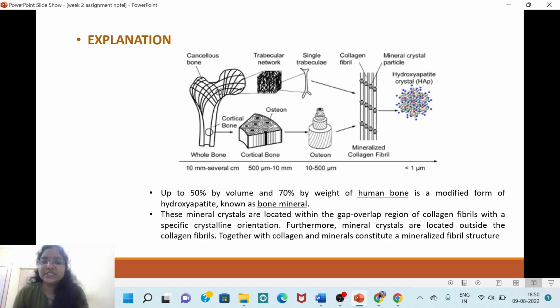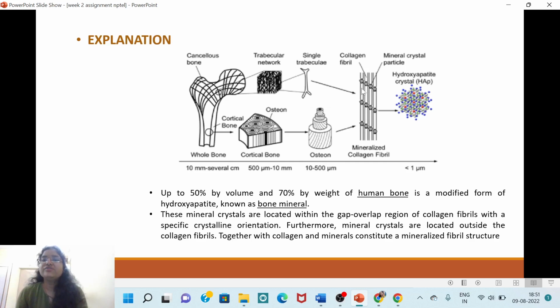So the correct explanation to the answer is up to 50% by volume and 70% by weight of human bone is a modified form of hydroxyapatite. Hydroxyapatite is a bone mineral, right? You can see here the whole structure of the bone in detail. This is the whole bone which has osteocytes in it as well as a trabecular network, and the units of the trabecular network are called a single trabeculae. Similarly goes for the osteons and the osteocytes present in them.